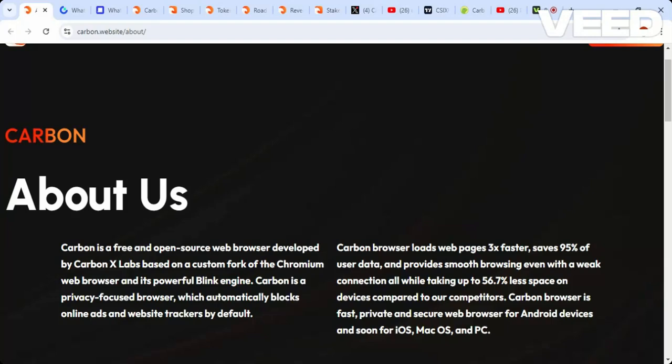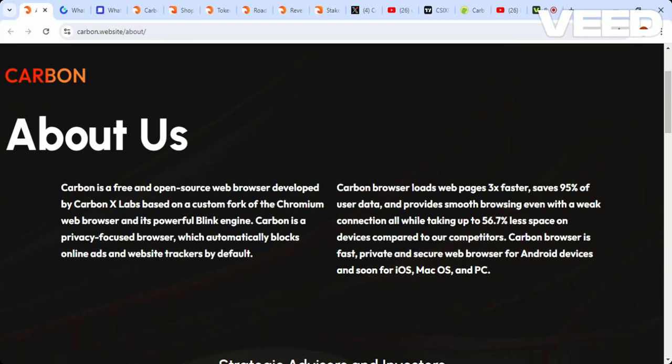Marketing. Today, we are bringing to you another edition of our 100X series, and this project is called Carbon Browser. So, what is Carbon Browser all about? Carbon Browser is a free open source web browser developed by Carbon X Labs based on custom forks of the Chromium web browser and its powerful Blink engine.